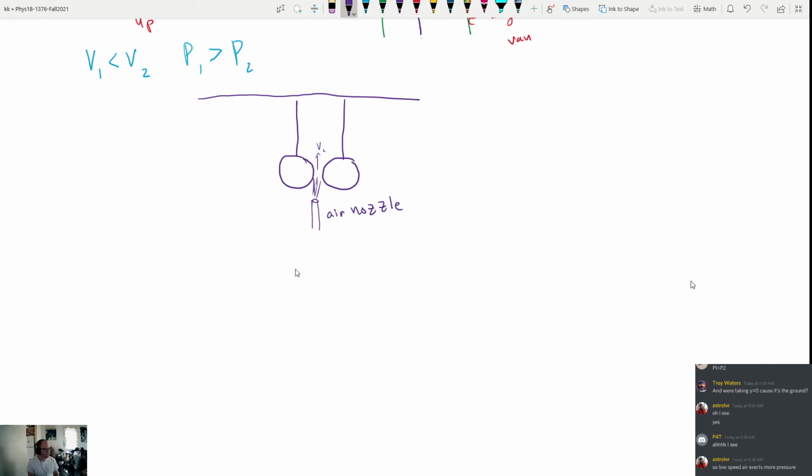What is going to happen to the balls? Are they going to swing together? Are they going to push apart? Or is nothing going to happen? What do you all think?